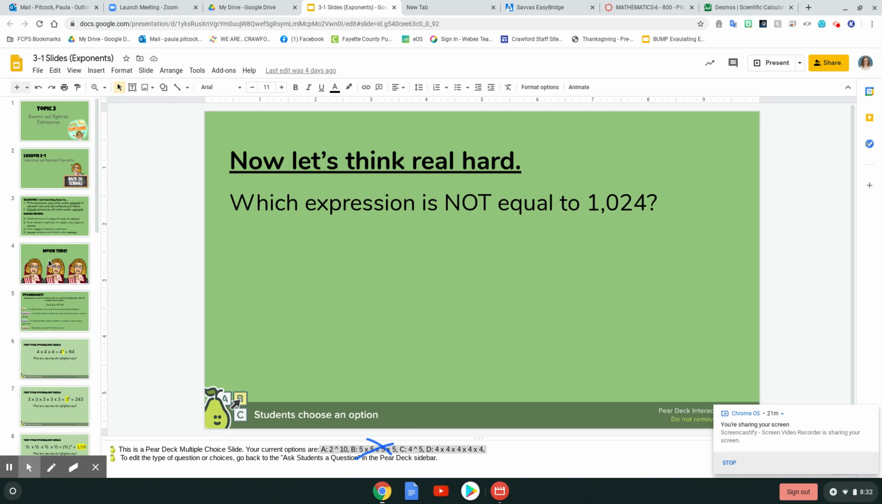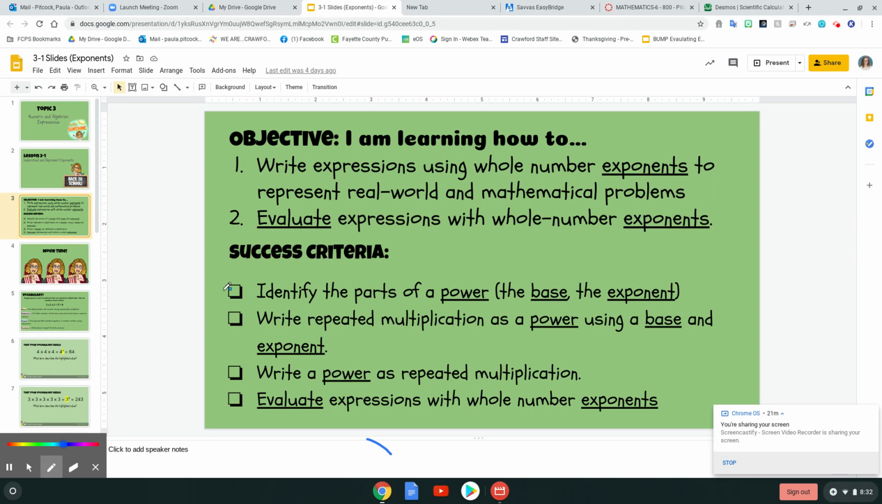So at this point, you should be able to identify the parts of a power. When you have 3 to the power of 4, whoa, that 4 is too big. Let me try that again. When you have 3 to the power of 4, that's the power. The base is 3. The exponent is 4. You should be able to write repeated multiplication as a power. So if I give you 5 times 5, you should be able to tell me, since that's repeated multiplication, that is 5 to the power of 2.